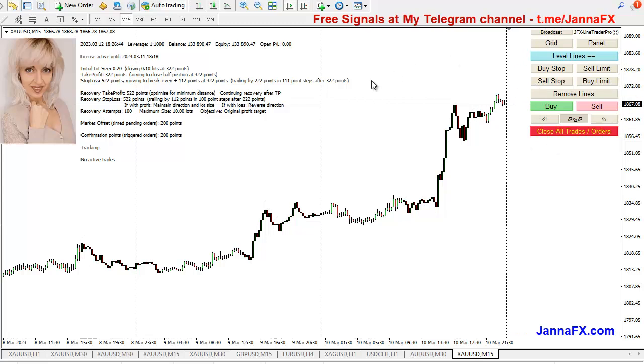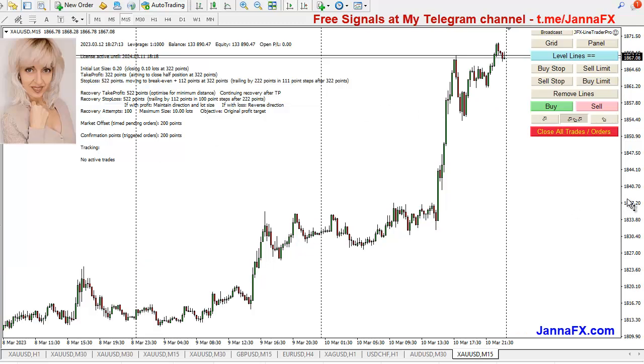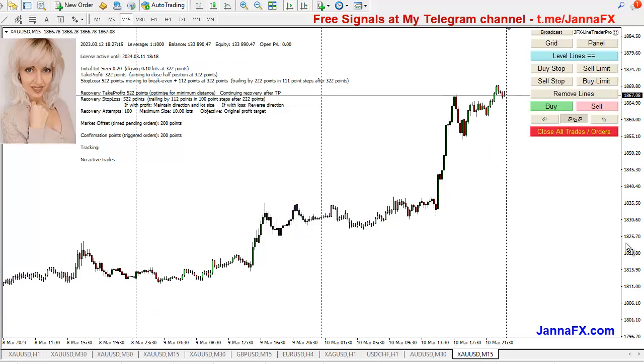Now I'm going to explain. You can see, guys, if you do have an EA, you will have the same panel; these are the notes of everything you need: lot size, take profit, stop loss, recovery, recovery stop loss, attempts, market offset, confirmation points, and tracking. It shows right now there are no active trades. So let's have a look at an example of what exactly happens when I am placing my orders.